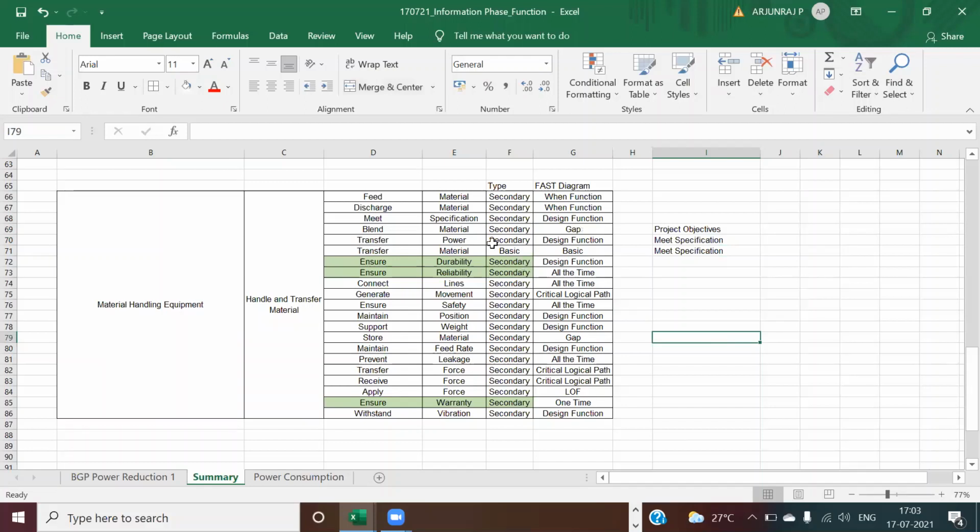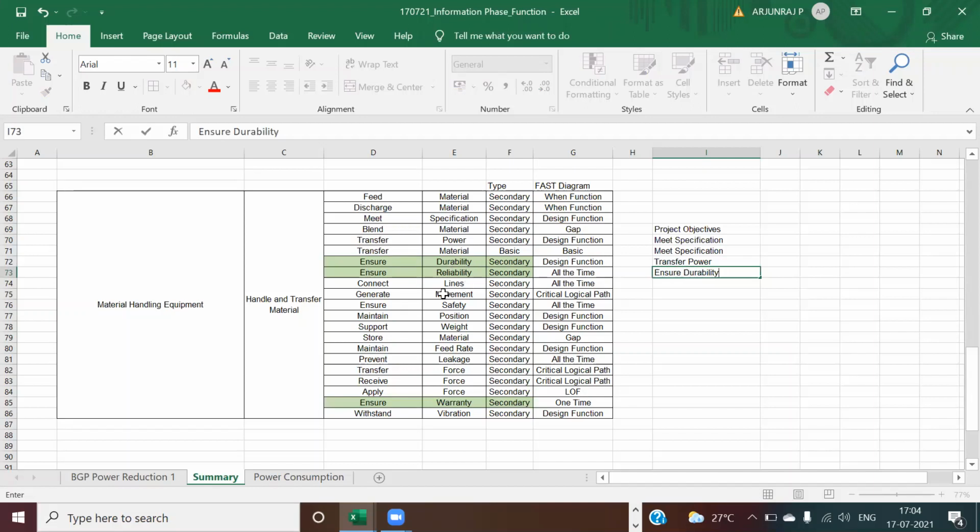And what are the other design functions? Transfer power. Yes, power in terms of that is again going to be a design function having value. Or can we have transfer material and transfer power? Okay, both are different. Transfer power is different, transfer material is different. So now ensure durability. Yes, this will be there as a part of this one.